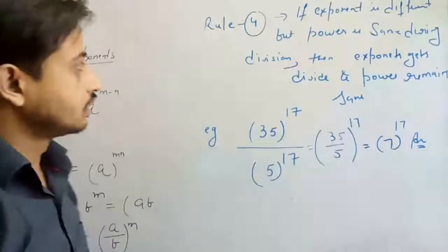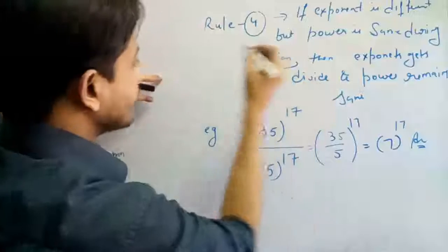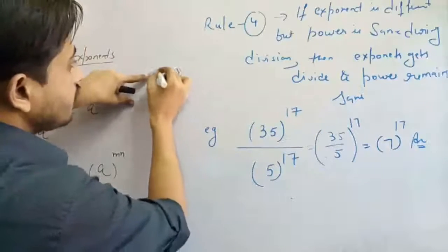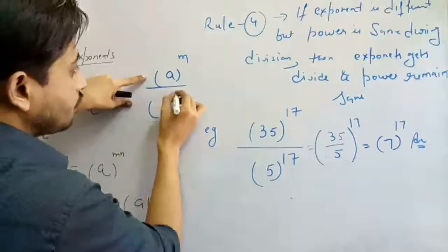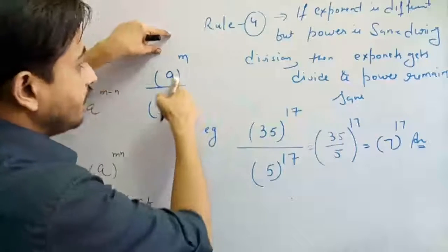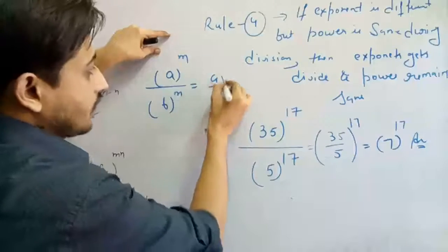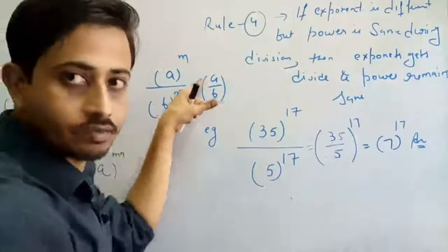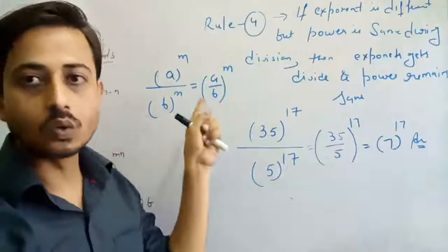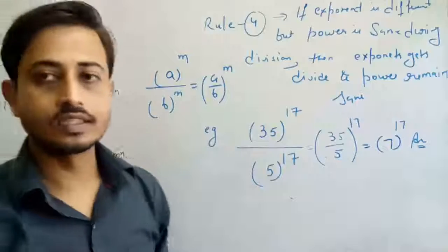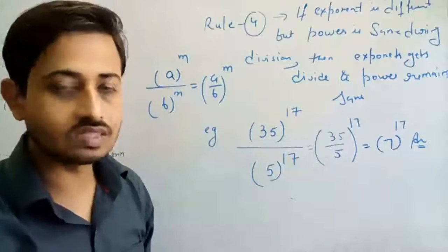It's very simple. So if I write a generalized expression for this, what's the result? If a raised to the power m and b raised to the power m, the power is same and the exponent is different. So the exponents get divided and the power remains same. So this is the rule 4th. So 2 rules are for multiplication and 2 rules for division.